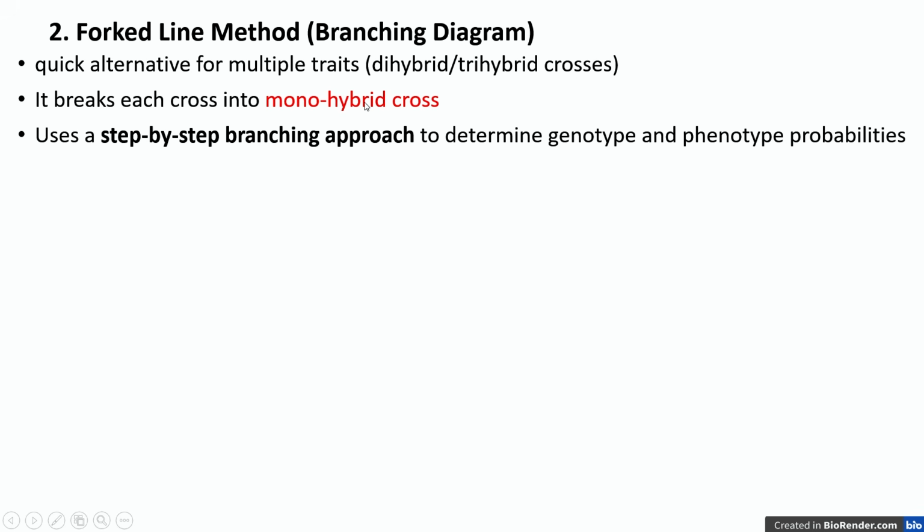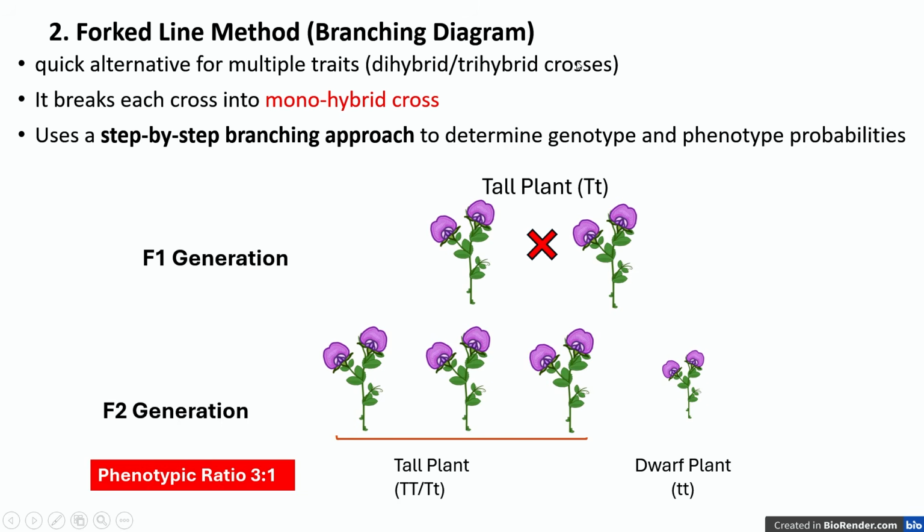If I tell you in one line what exactly this method does, it breaks any dihybrid or trihybrid cross into monohybrid crosses and then solves it accordingly. So let's look at the approach step by step. This is just a reminder that when you have a heterozygous cross, you are going to get 3 tall plants and 1 dwarf plant. So 3:1 is the phenotypic ratio, and in terms of probability you will have a 3/4 chance of getting a tall plant and a 1/4 chance of getting a dwarf plant.